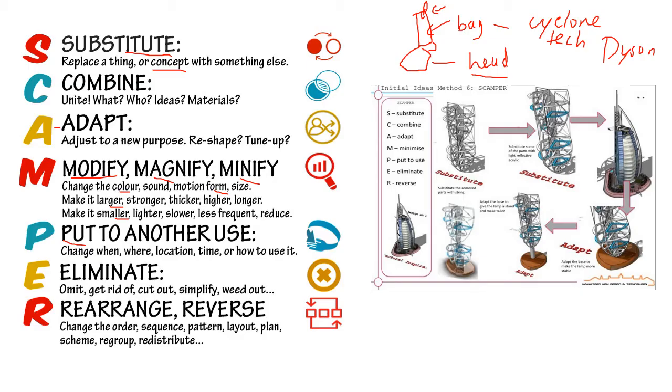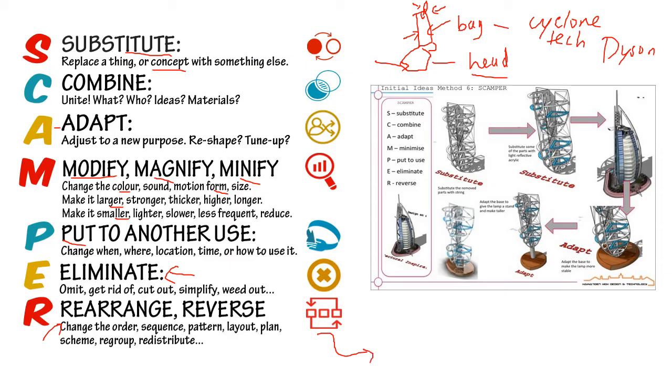The E in Scamper stands for eliminate, get rid of it. Do we actually need the bag on the vacuum? Do we need the handle? Does the head have to do what it currently does? Could we get rid of parts? And the R stands for rearranging, changing the order of it, changing the pattern, the layout.